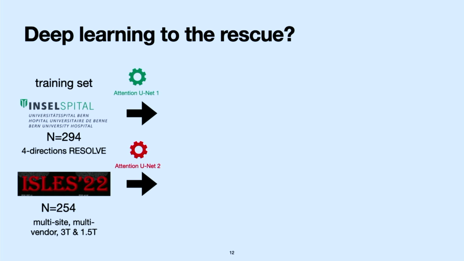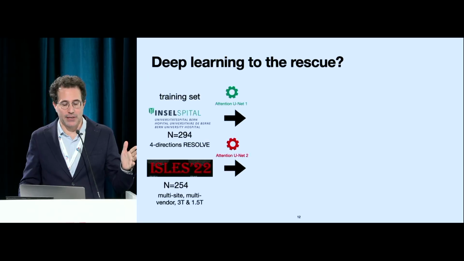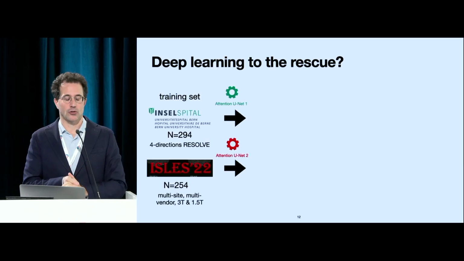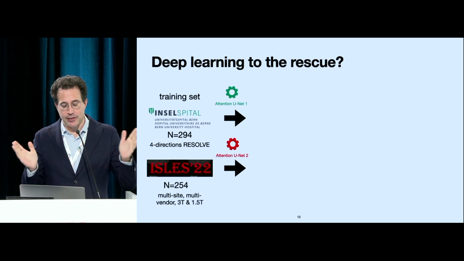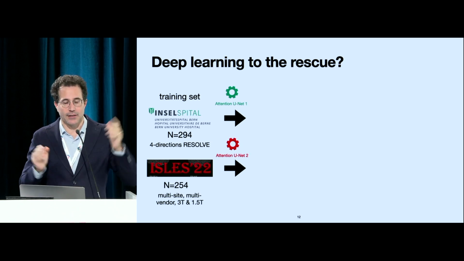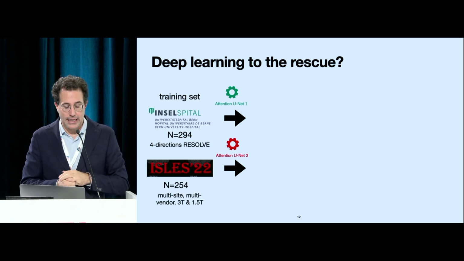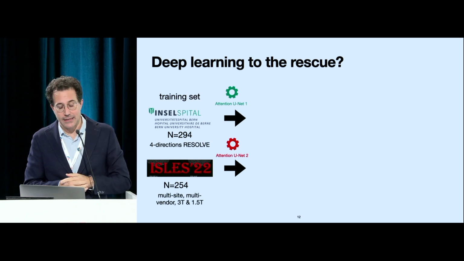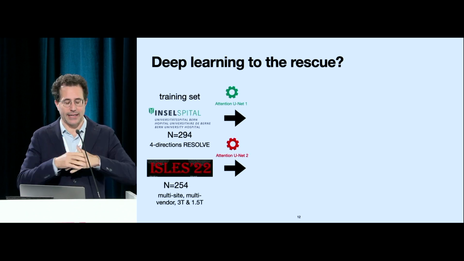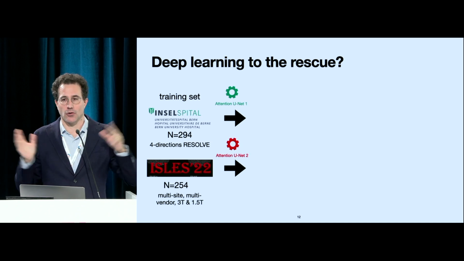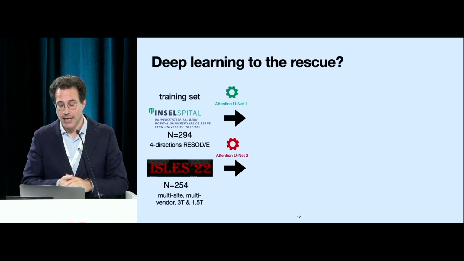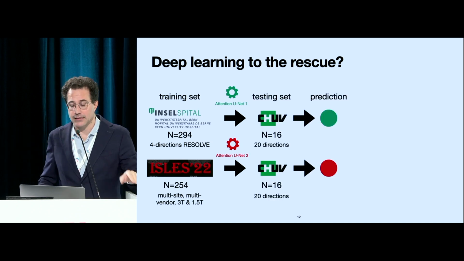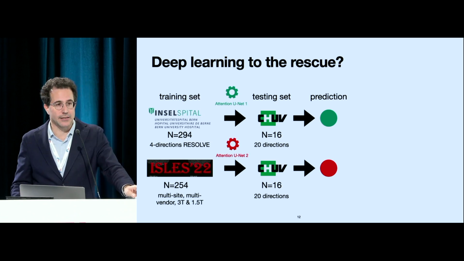So we took some data from Inselspital, which is around 300 patients, and some open data, 250 patients. And then we trained 2 different models, nothing fancy, just attention U-Net for those that are interested in this. The protocol at Inselspital is 4 directions resolved. The protocol in ISLES is multi-vendor, multi-site, 3T, 1.5T. It's a hodgepodge of protocols, right? So it's very, very diverse. From this, we apply to a tiny set of CHUV data, so only 16 patients here. And then we get a prediction, okay?